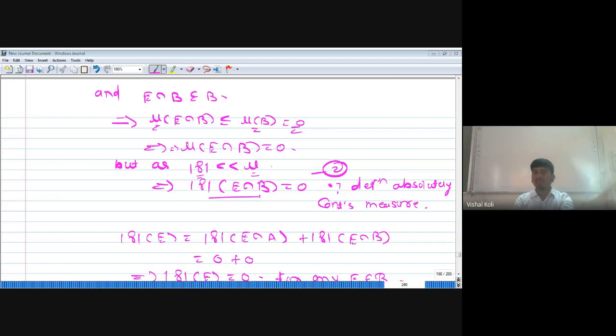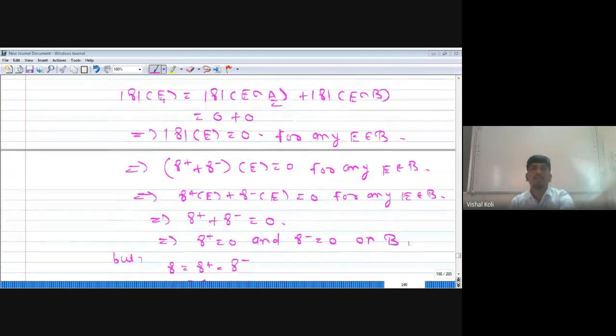Therefore we get two values: total variation of gamma of E intersection A equal to 0 and total variation of gamma of E intersection B equal to 0. We just have to put those values in this one. Then we get total variation of gamma with any measurable set E will be equal to 0, which is true for any arbitrary E belonging to curly B. Then it is true for all E belonging to sigma algebra curly B.